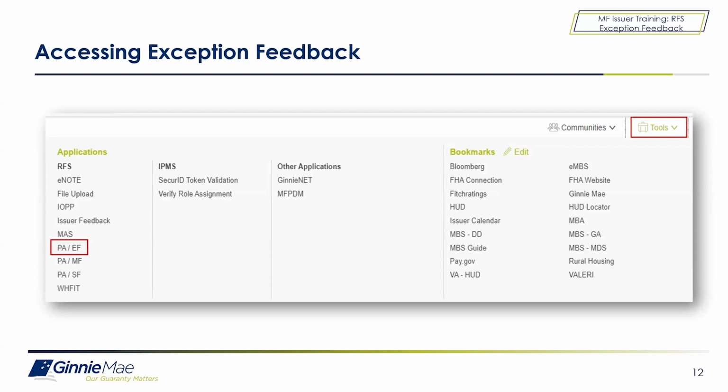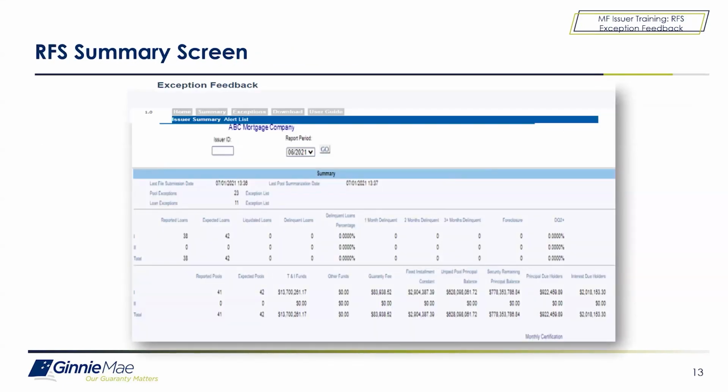To access the summary screen in RFS, log in to MyGennieMay, click on Tools, then click on PAEF for the exception and feedback module. The exception feedback summary screen is displayed. This screen shows a roll-up of all of the pool and loan level information that has been accepted from file upload or manual entry for the current month. Note, the drop-down box will display the current month report period and 17 months of prior data. You may only update data for the current month.